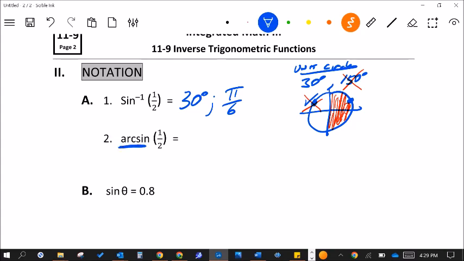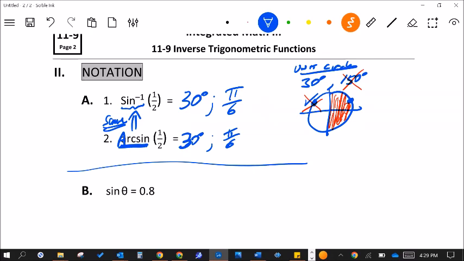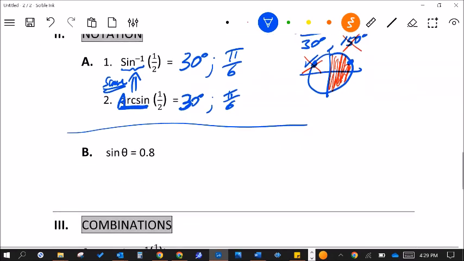When we see arcsine, that means the same thing. I should have made that a capital A on there. I'll do that now. So arcsine has the same meaning as sine⁻¹, which means that it's going to be 30 degrees or pi/6 if you wish to call it that. Those are on the unit circle and easy to see that way. If you have a different one where it's not on the unit circle, you would use the calculator for that.